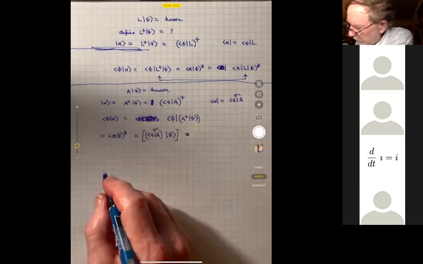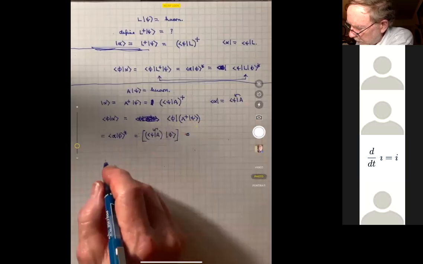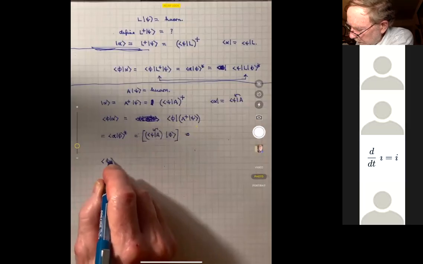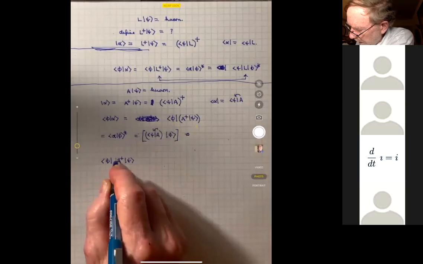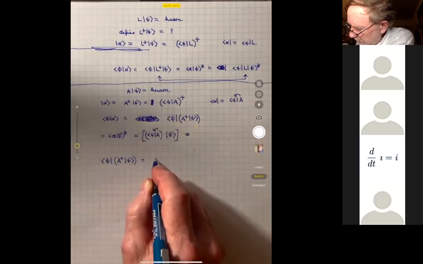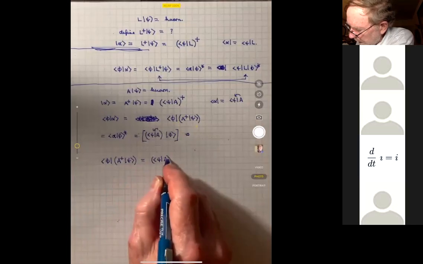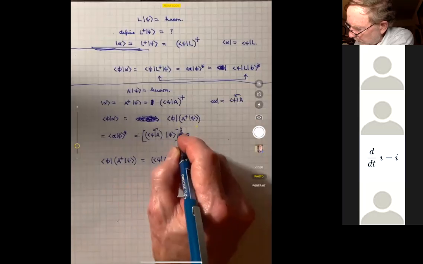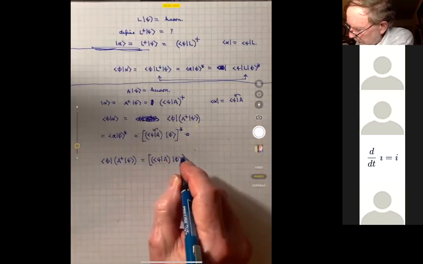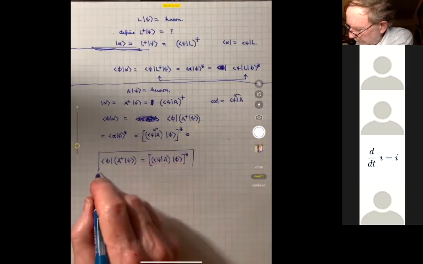So to put this all together then, let me combine these things into a single equation: phi A dagger psi, with the A dagger acting to the right, is equal to psi A, where the A acts to the left, scalar product with phi. This whole thing is complex conjugated. Let me box that because that's rule number 3.